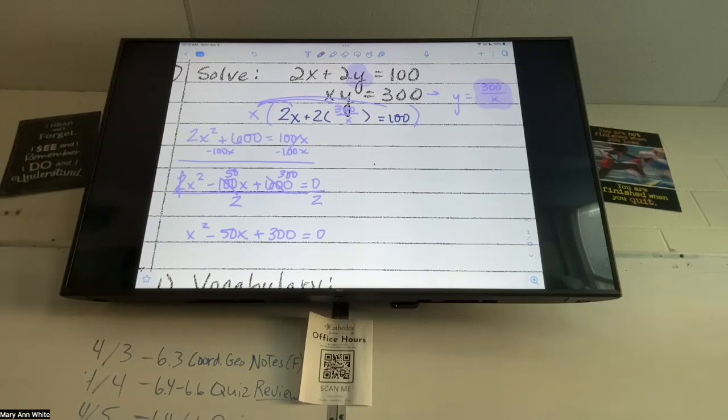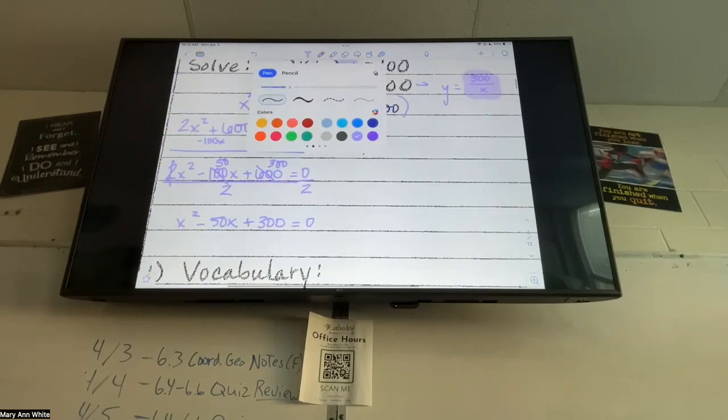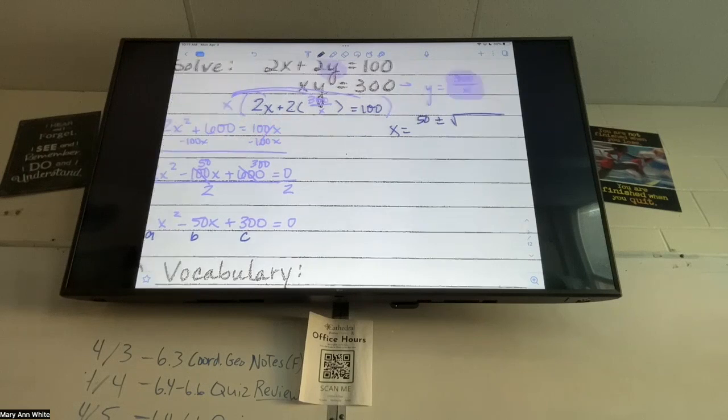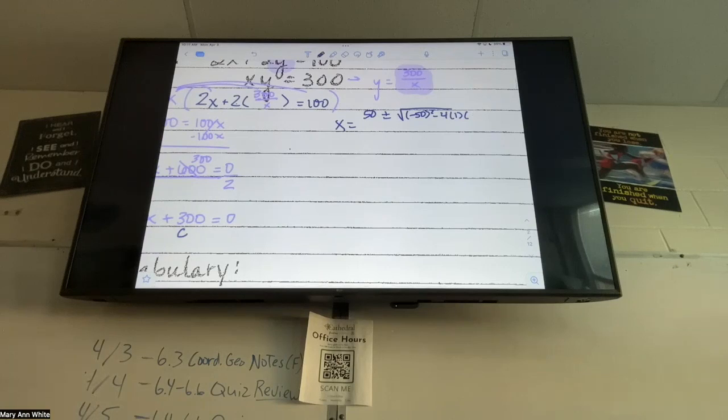At that step, you're allowed to look to factor, but I'm going to be honest, I don't really want to factor numbers that big. I don't even want to see if it works. I'm going to go directly to the quadratic formula. So 1 is going to be A, negative 50 is going to be B, and then 300 is going to be C. So we'll do x equals negative B, so positive 50, plus or minus the square root of B squared, so negative 50 squared, minus 4 times 1 times 300, all over 2 times 1.